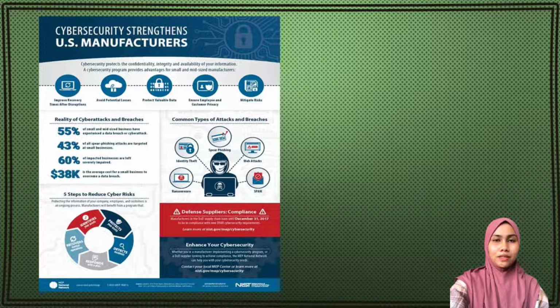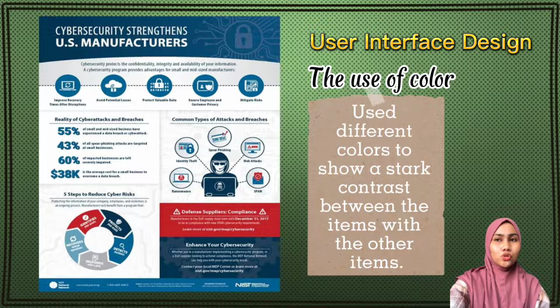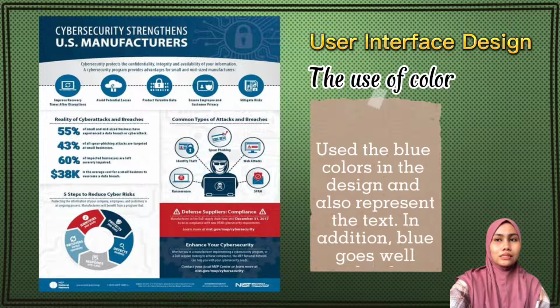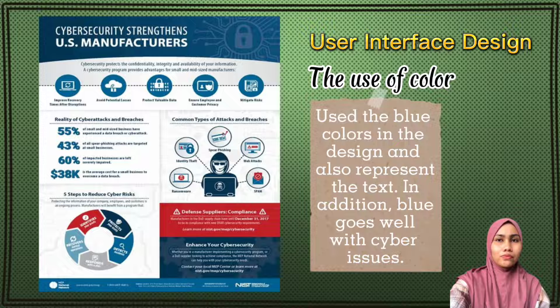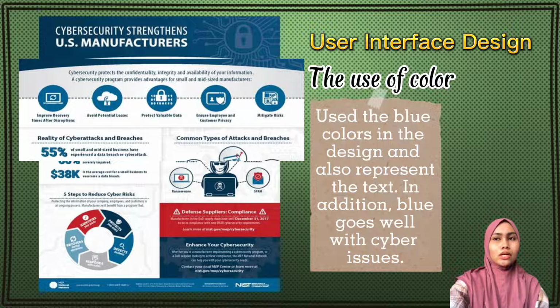Bismillahirrahmanirrahim. My name is Najihah binti Nasron, matric number 1192747. General view about the user interface design. First and foremost, the use of color. The infographic uses different colors that show a stark contrast between one item and another, such as five colors in different shades in a cycle. The infographic takes text color into consideration when choosing colors. Blue text on a white background is readable to other readers, including colorblind people. It can make it easier for readers to see where the infographic begins.